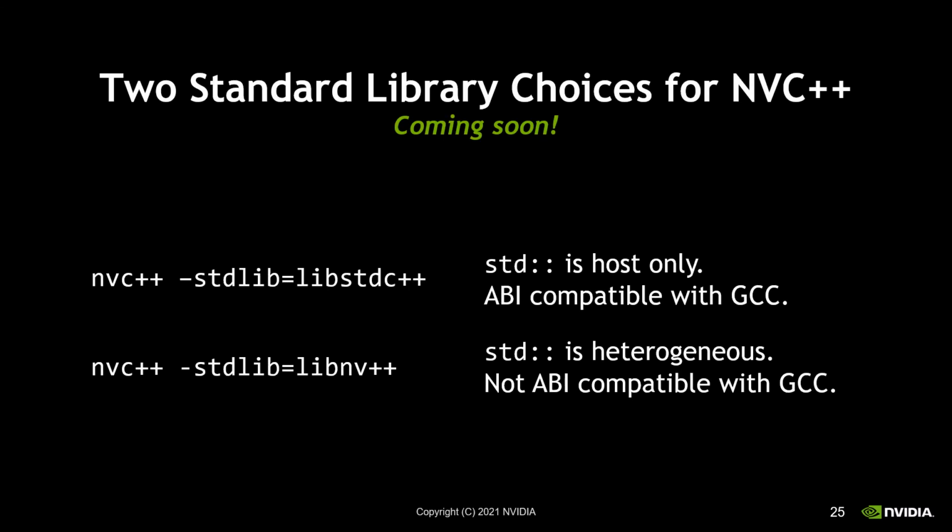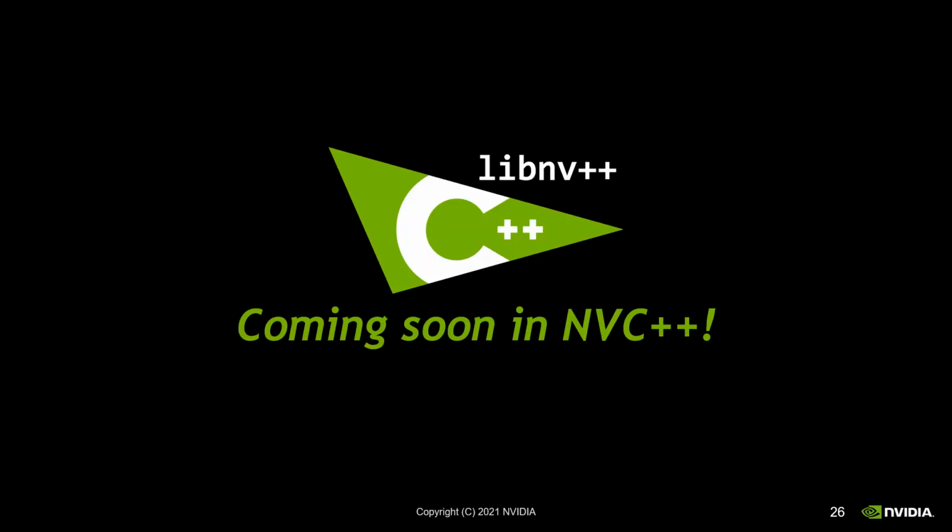Today, NVC++ uses GCC's libstdc++ as a standard library, which only works in host code but is ABI compatible with code built with GCC. Libnv++ is heterogeneous, but it's not ABI compatible with GCC. In the future, you'll be able to choose which standard library you want to use with NVC++, either libstdc++ or libnv++. You'll be able to try out libnv++ in an upcoming release of NVC++.